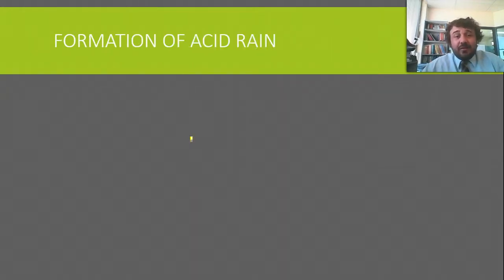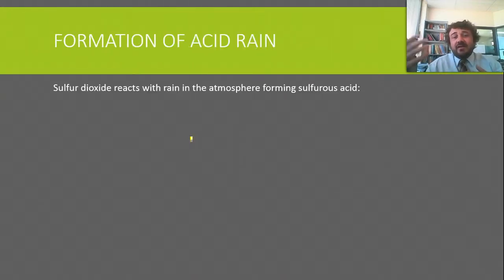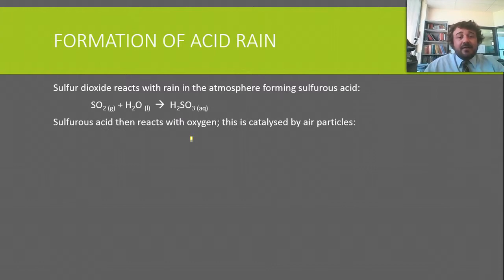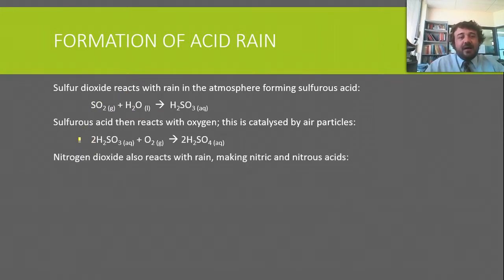All right, but let's look at that in a bit more detail. Sulfur dioxide reacts with the rain in the atmosphere, and this forms sulfurous acid. Now, the sulfurous acid reacts with the oxygen, and it's usually catalyzed by air particles. That's kind of the same as nucleation points. It gives it that bit to react on. So the sulfurous acid reacts with oxygen, which gives us sulfuric acid. These are the steps in the reaction.